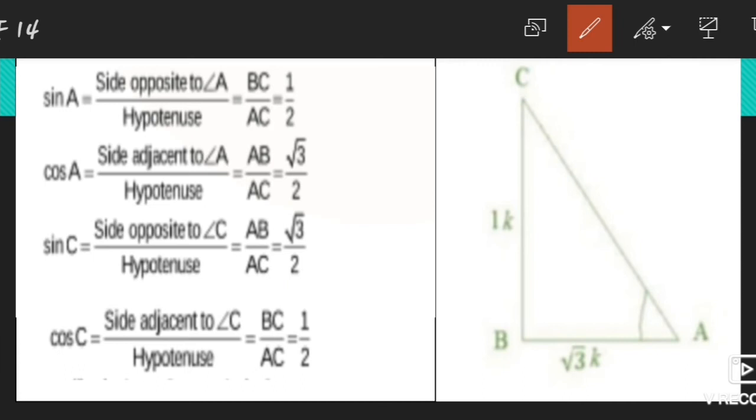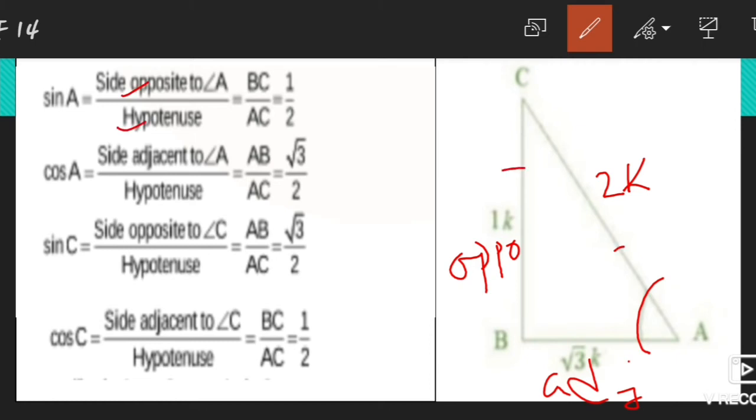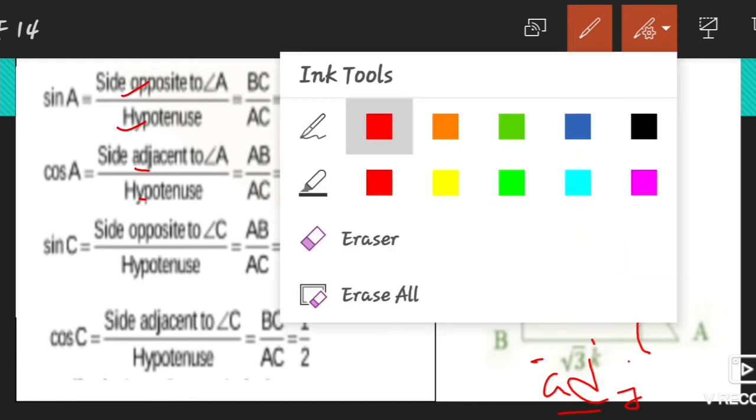So you get the hypotenuse as 2k. For sin A and cos A, you are taking A as the acute angle. Whenever A is the acute angle, this one is the opposite side and this one is the adjacent side. So sin A is opposite by hypotenuse, that is BC by AC. That's why the value will be 1k by 2k, or 1 by 2. Similarly, cos A will be adjacent by hypotenuse, that means AB by AC. So it will be root 3 by 2. So you get the values of sin A and cos A.